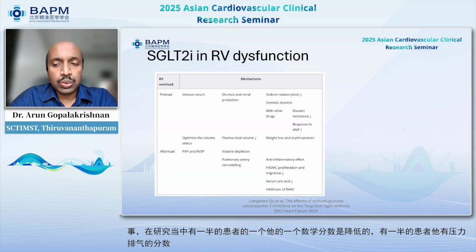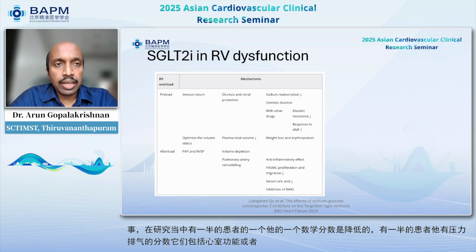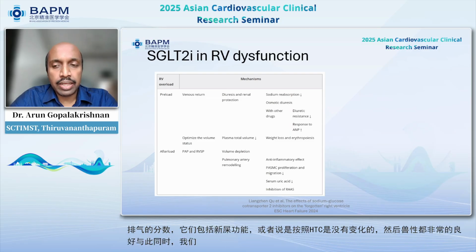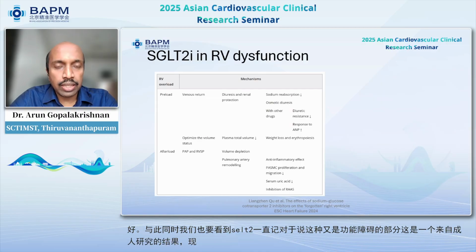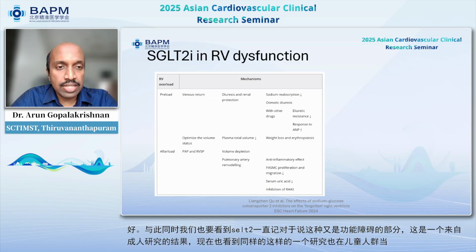Talking about SGLT2 in LV function, there is emerging evidence regarding their role in RV dysfunction as well, and that comes from adult studies initially, and it has been investigated in children as well. SGLT2 has multiple mechanisms of action. It improves the preload. It is not a long-acting natriuretic, but it improves osmotic diuresis and it reduces diuretic resistance.